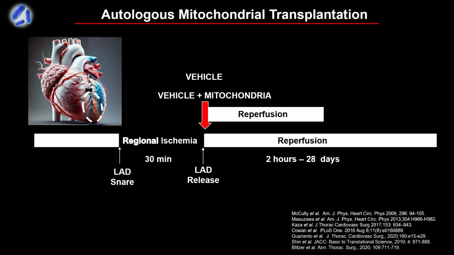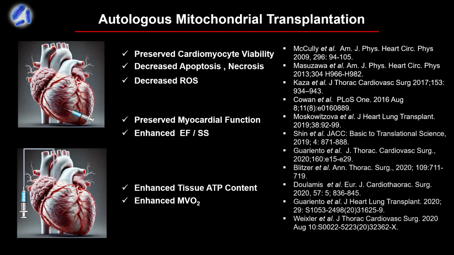And then we let the heart reperfuse either for 2 hours or 28 days. And at the end of it, we give either an injection of just vehicle or we give it mitochondria. And what we found is, if you give it the mitochondria, it preserves the viability and everything else. You get decreased cell death and decreased ROS. The function is quite evident, and you end up with an increased ejection fraction, systolic shortening, and the heart actually uses oxygen much better.